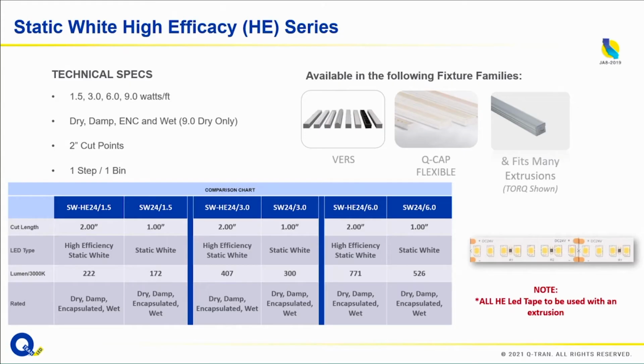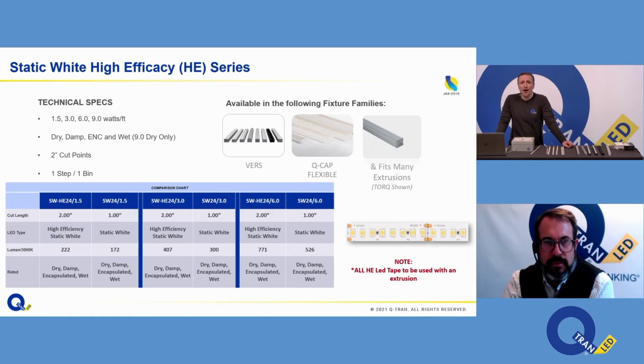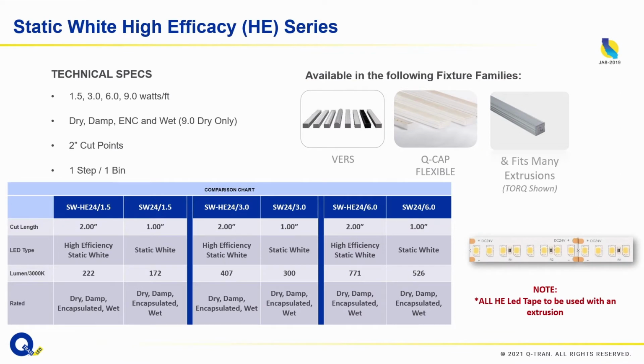The first thing we're going to talk about in the presentation today is our HE series. We developed some higher wattages, which are the 1.5, the 3.0, the 6.0, and the 9.0. If you notice the difference on the bottom there, we'll get into greater detail of how we came up with the higher lumens. Each one of these comes in dry, damp, or encapsulated, or wet. But the 9.0, Tyler, is only available in dry only.